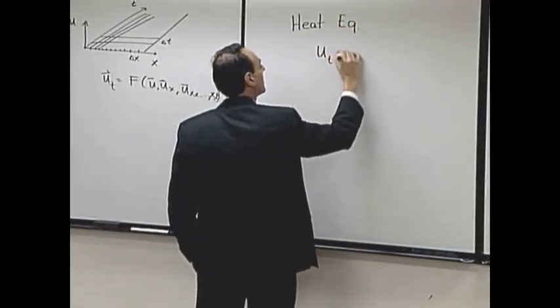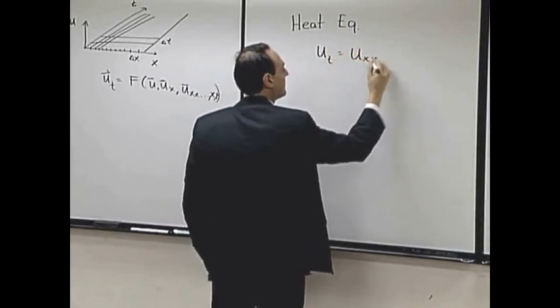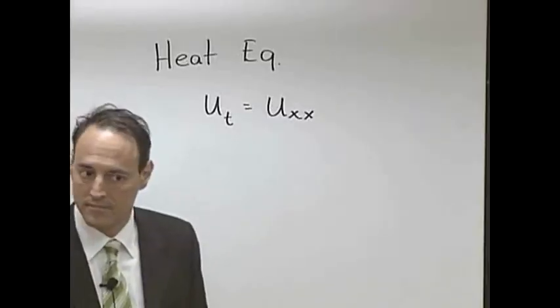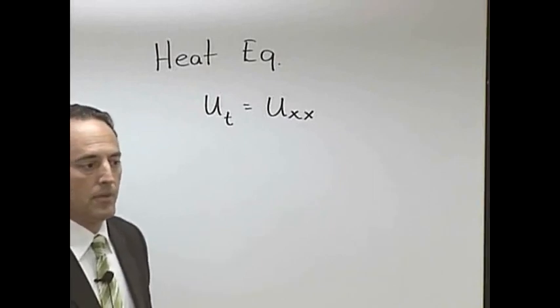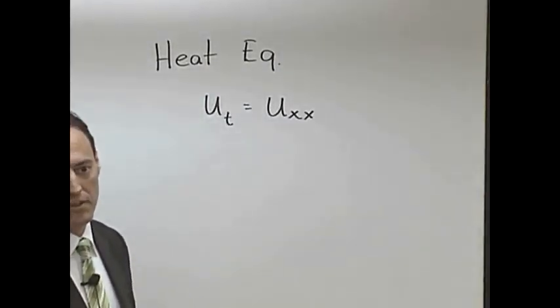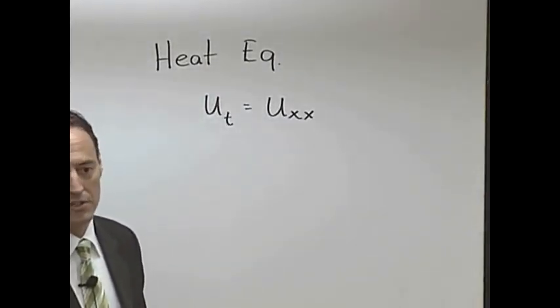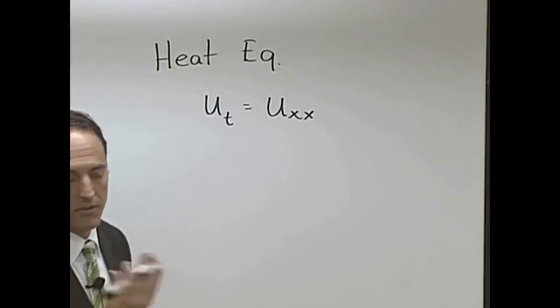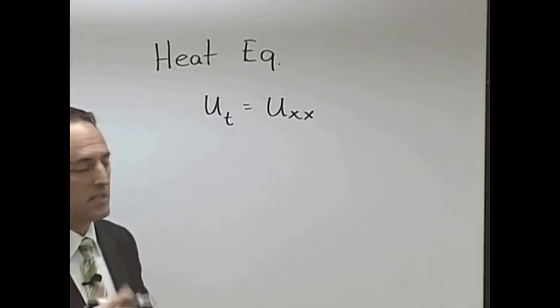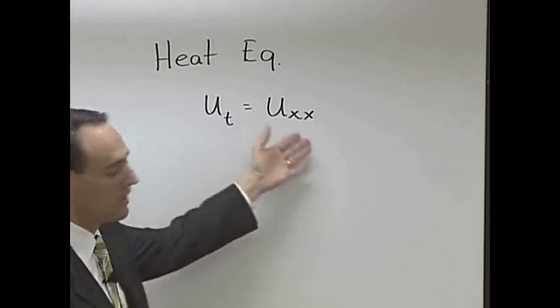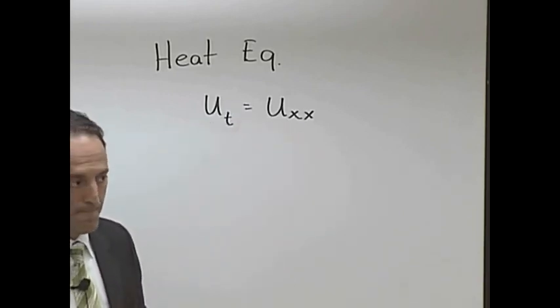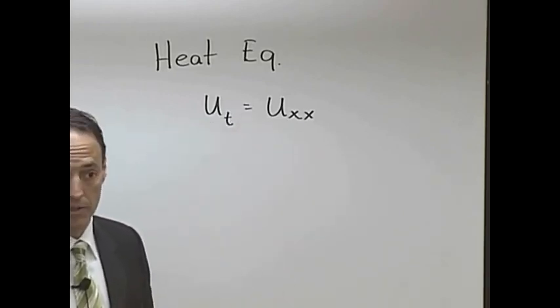And it's just this: u_t equals u_xx. Okay, I'm not going to derive it, but this is a standard diffusion equation, heat equation, whatever you want to call it. There it is, and it tells you how something evolves both in time and in space. Okay? So how do we go about solving this?